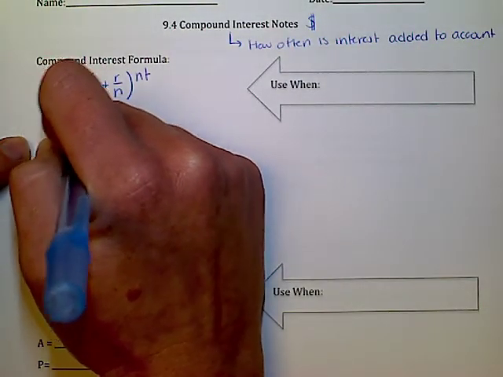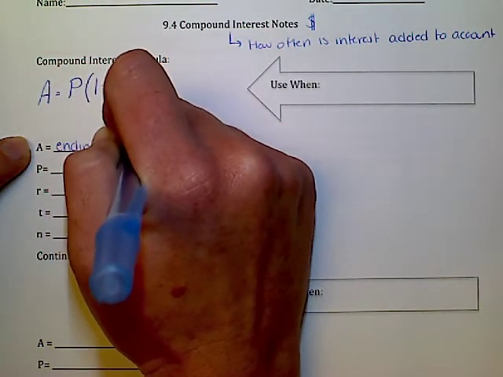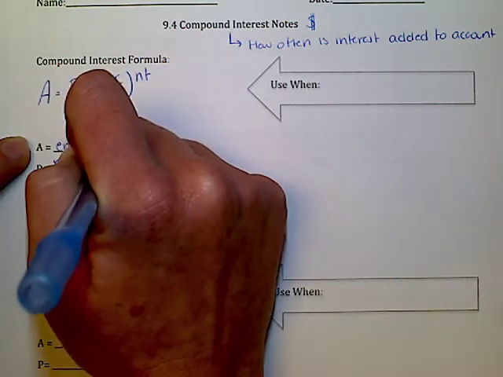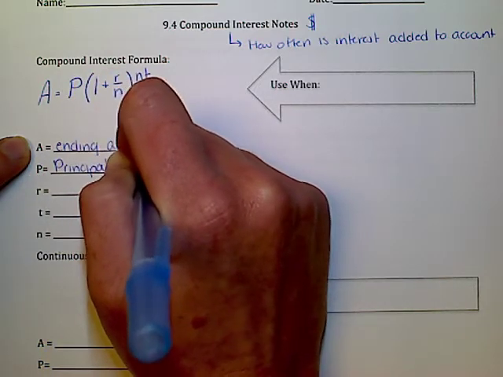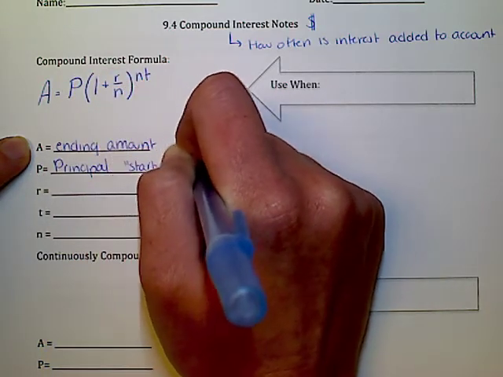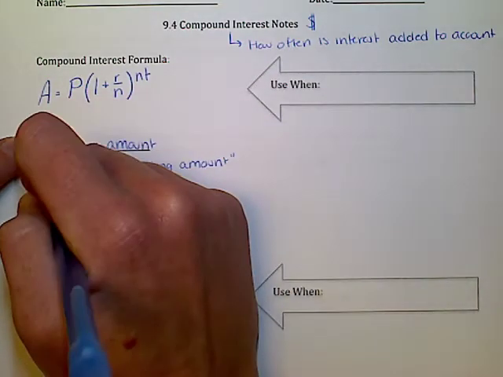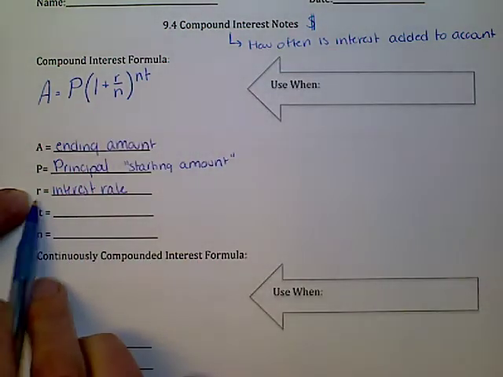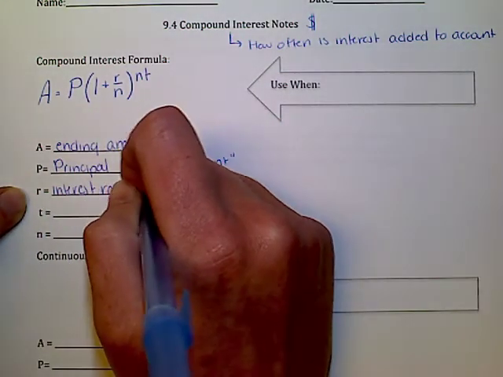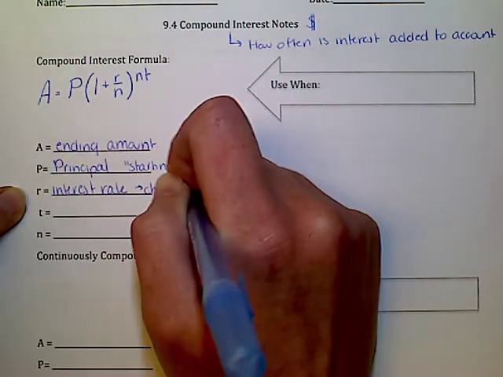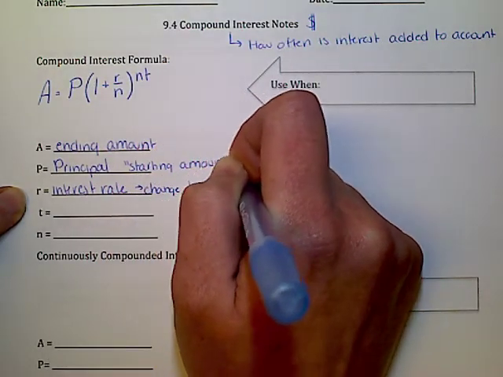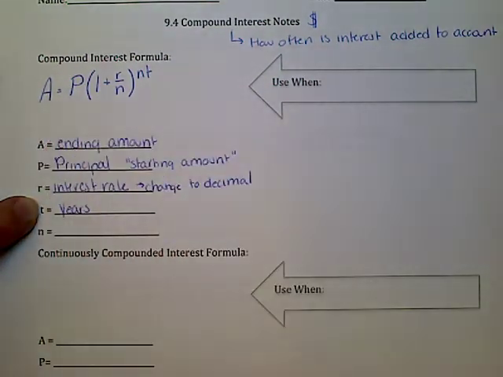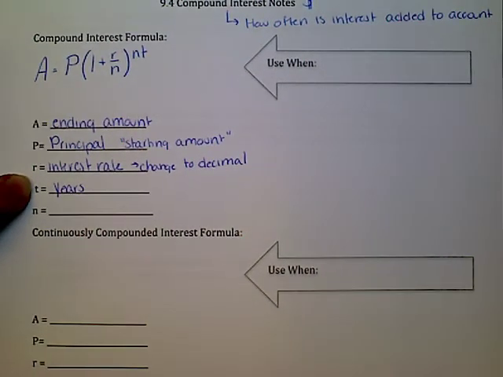A is your ending amount. P is what's called your principal, which is actually a pretty fancy name for starting amount, really. That's all that means. R is your interest rate, and you're going to want to make sure that when they give you that interest rate as a percent, change to decimal when you plug it into the formula. T is years. So how many years it's invested or how many years you have the loan.